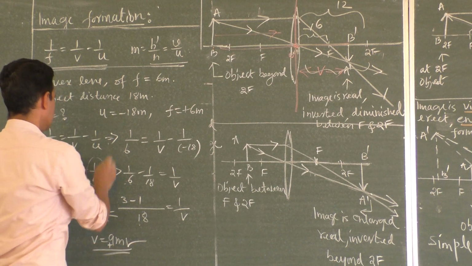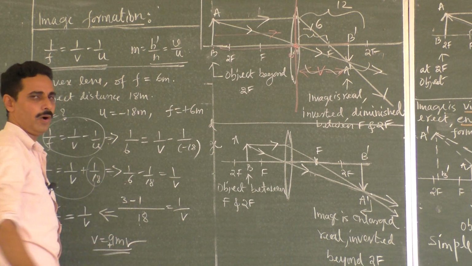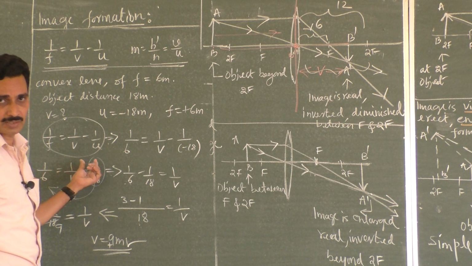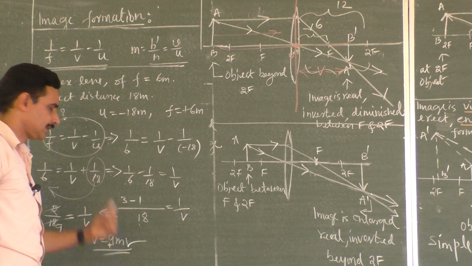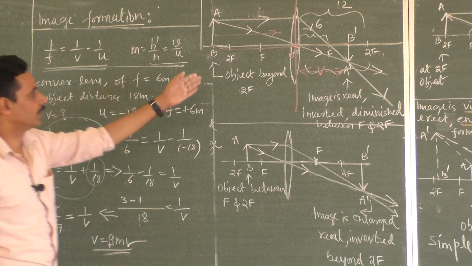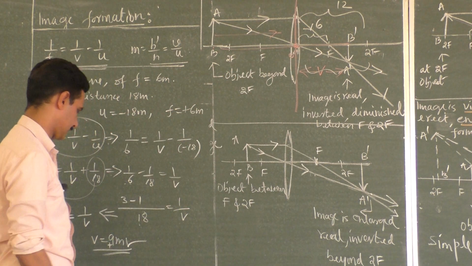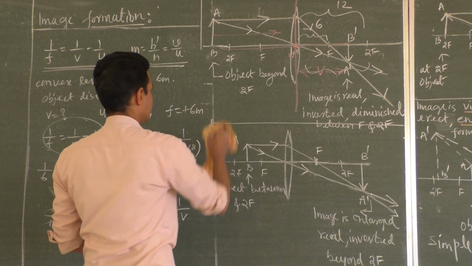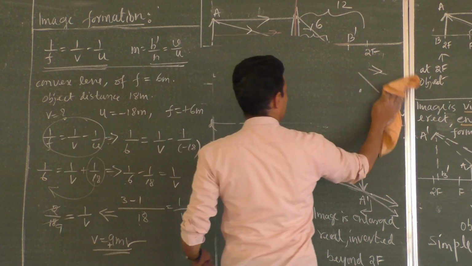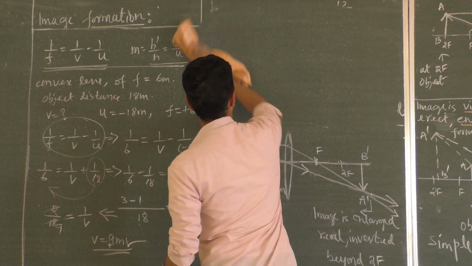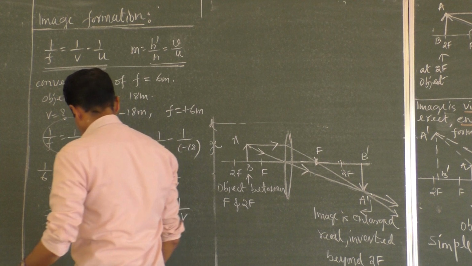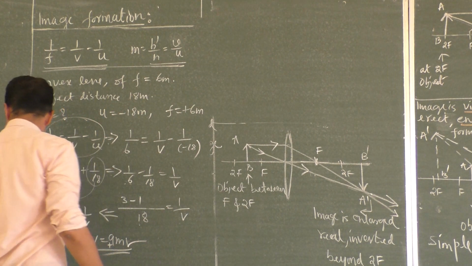So that is why this formula is suitable for all the forms of images, but you have to apply the sign convention again and again. So this is 9 meters. That is the beauty of this one. Now we will take the reverse case. Suppose this is the case now. I'll rub this, this is not needed. Object kept between f and 2f, image is beyond 2f. Let me take a different convex lens now.